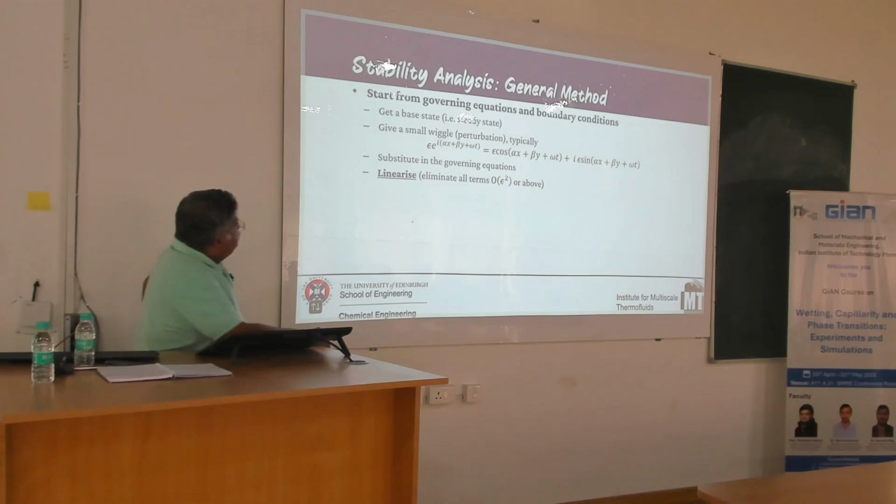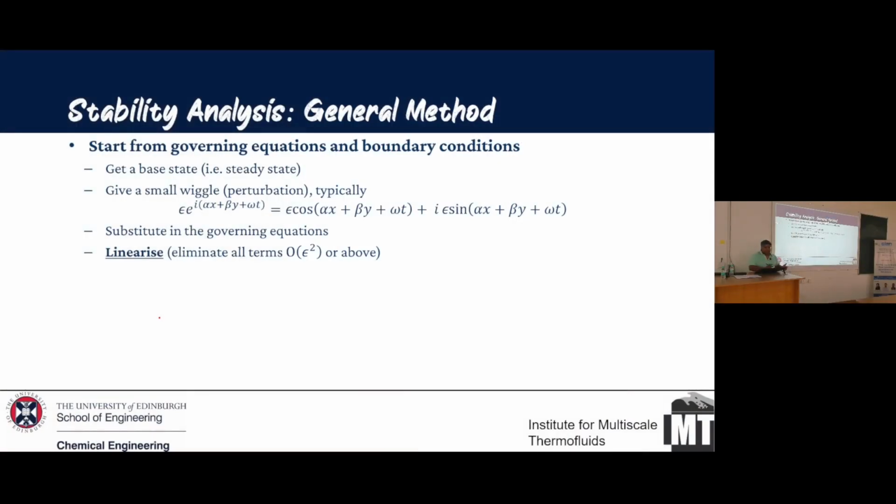So how do we normally do this? When we consider any state of a system, say at time t equal to 0, this is the state of the system and the waves are looking like this. What we're going to do is put a small disturbance on top of it. Give it a small wiggle.